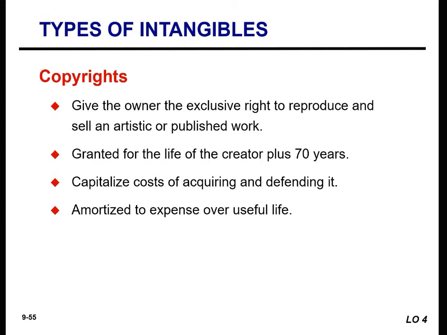Copyrights are granted by the federal government, and they give owners exclusive rights to reproduce and sell artistic or published work. These are granted for the life of the creator plus 70 years. The cost of the copyright consists of the cost of acquiring it and defending it if necessary. And the useful life of a copyright generally is deemed to be significantly shorter than its legal life. We amortize to expense over that useful life.